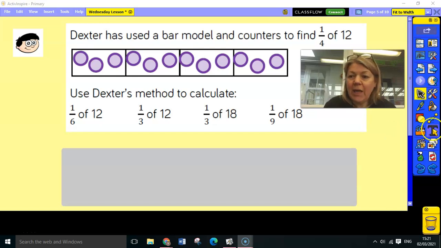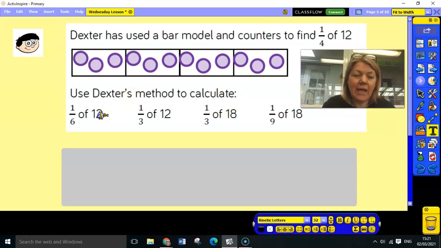Right, how did you get on? Hopefully you did a good old job. I'm not going to do all the bar models for you. I'm just going to give you the answers, because I know that 1/6 of 12, if I've got 12 and I divide it by 6, I know that each part's going to have 2, and I want 1 part. Okay, so that is 2. I'm going to change it to red so you can see it.